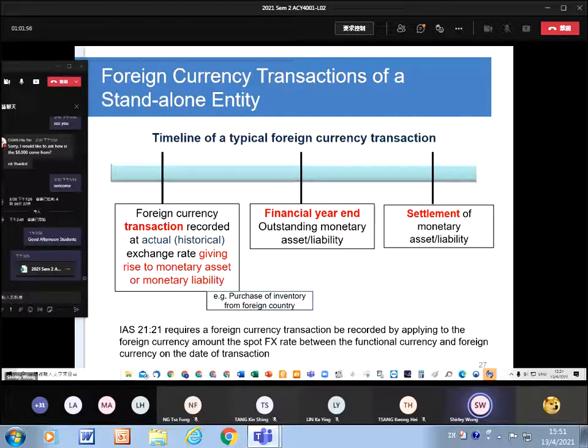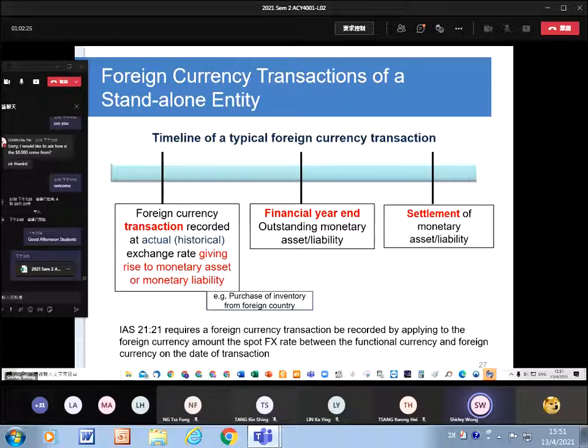If you purchase from the US, you need to pay in US dollars, then you will use the exchange rate that applied for the transaction. We call it the actual rate on that day, or the historical rate. So the historical rate means the rate on the day the transaction took place. Therefore, when there is a foreign currency transaction, we record once, on the date of the transaction, using the actual rate or historical rate.